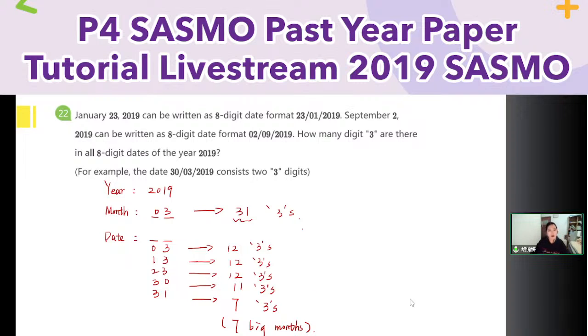So now everyone, this is all the situation that will have threes. So now we can add them all up. So 31 plus 12 plus 12 plus 12 plus 11 plus 7. Everyone, please tell me in the end, how many threes are there in 2019?